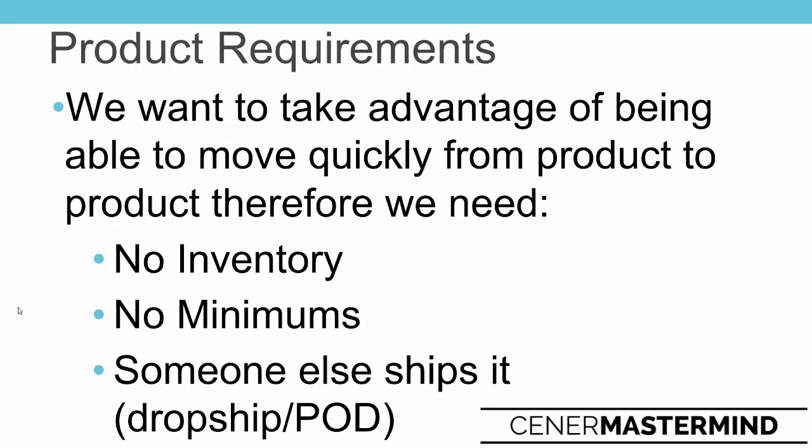Okay, product requirements. Let's talk about what we're actually looking for. We want to take advantage of being able to move incredibly quickly, right? That is what I talked about in that previous slide. Dropship products are great because they have no inventory, they have no minimums, and someone else ships it, right? So dropshipping and print on demand, those are your product requirements for this business, and I do count Etsy and eBay and Amazon as drop shippers because, again, they meet these three requirements: no inventory, no minimum, someone else ships it.